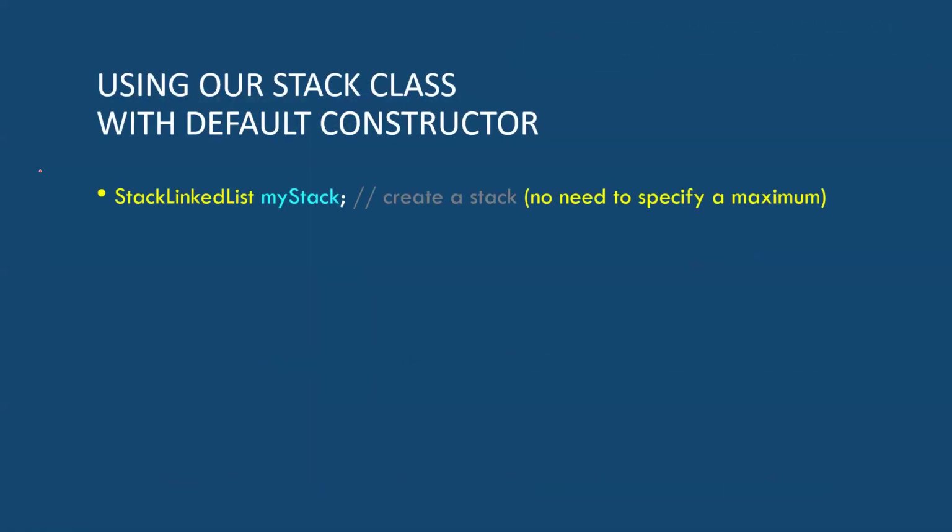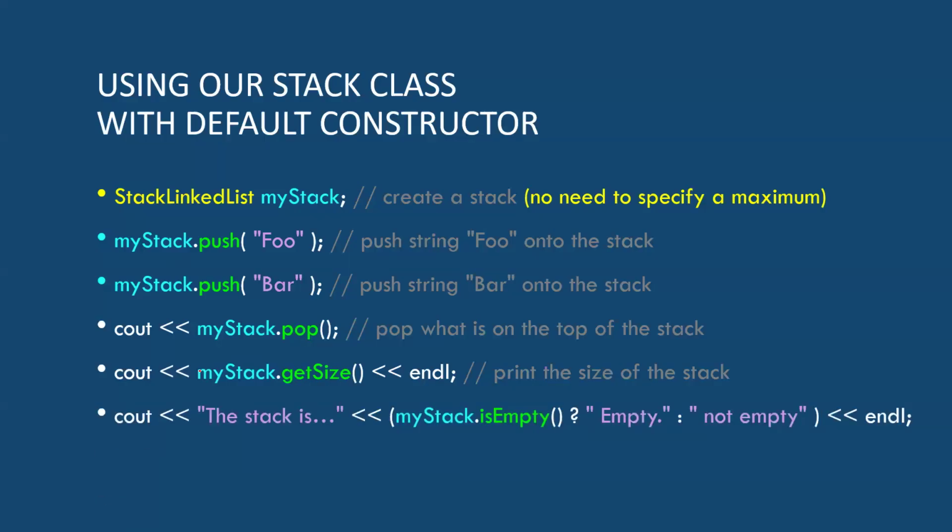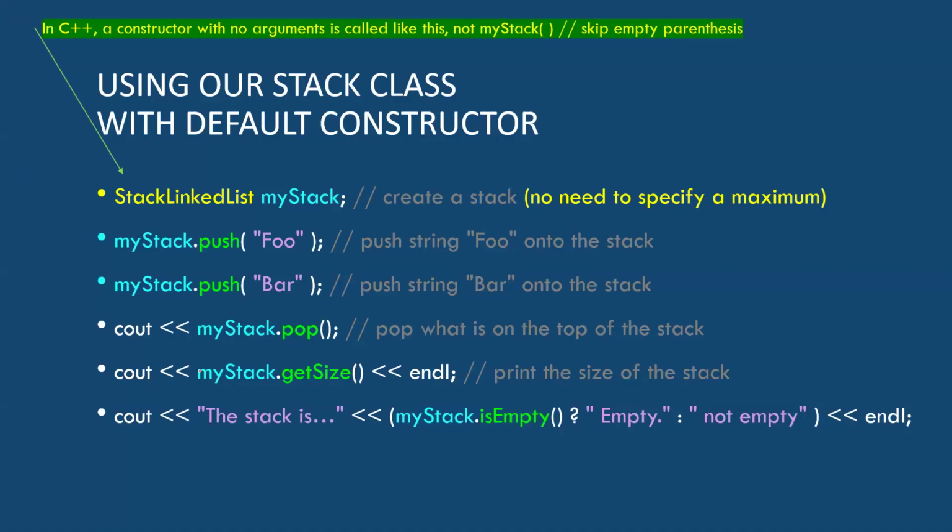So let's take a look at what that looks like. And this is an important thing in C++. It's annoying. That is like int x, okay? Or string first name. It is calling the constructor with no arguments. It's really tempting to do this, my stack parenthesis, right? But that is not what we want to do in C++. It's more like int x. Give me an instance of my stack and start pushing stuff. Okay, so pretty much the same as our array class, but without those parentheses.